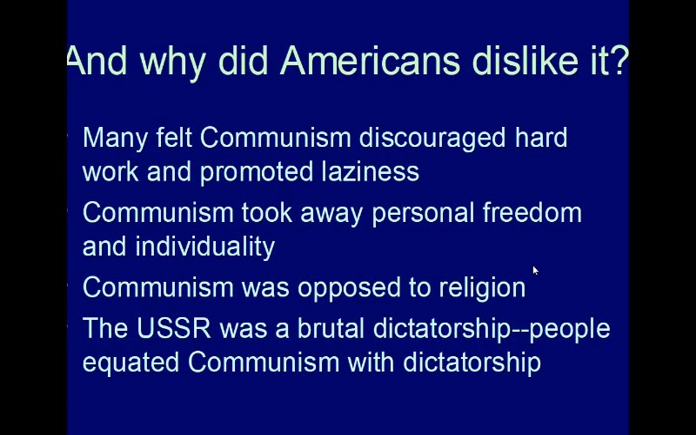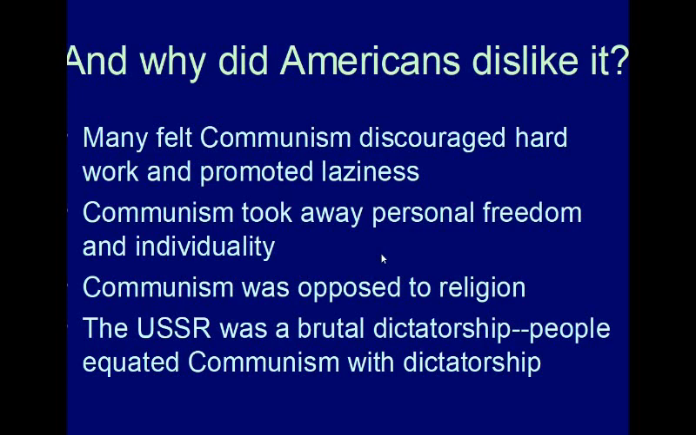Communism took away personal freedom and individuality. I think that this is the most important sentence to remember about took away personal freedom. And please remember that when we are speaking about the United States, we have to affirm that, well, it's a sort of sacred thing, the personal freedom in the United States.